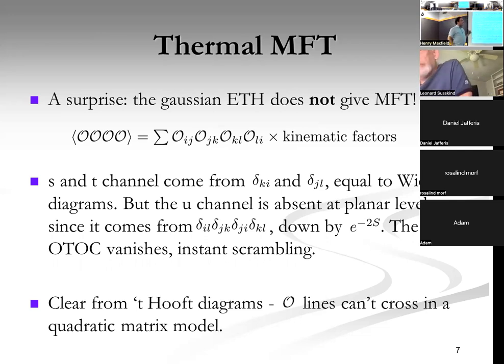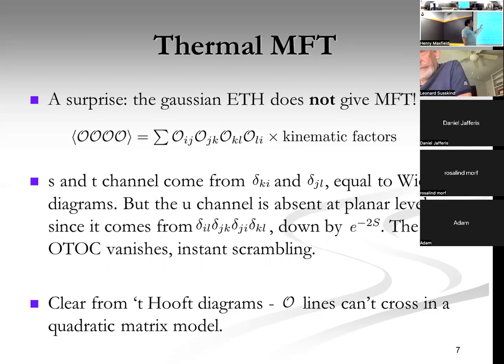But before I started thinking about this, I certainly thought that the Gaussian ETH would be associated to thermal mean field theory, where the thermal correlators are the sum of Wick contractions. But that's not the case. How can we see it's not the case? Well, first let me just tell you what the Gaussian ETH does give you. It gives you the sum over only two Wick contractions, but not the cross one.